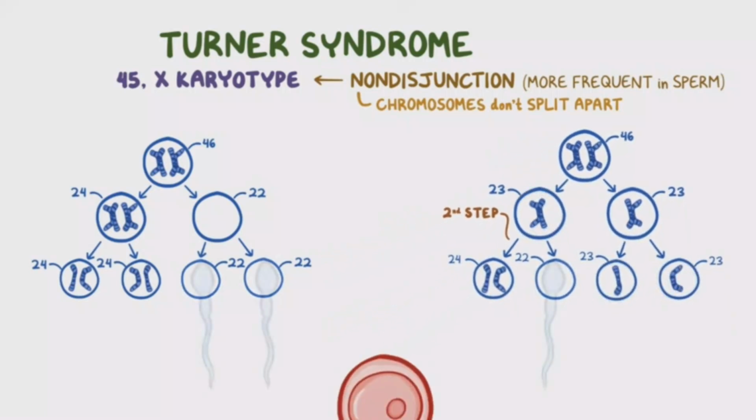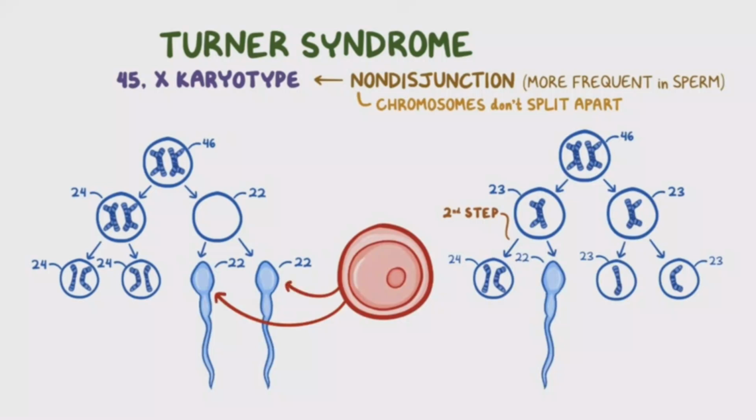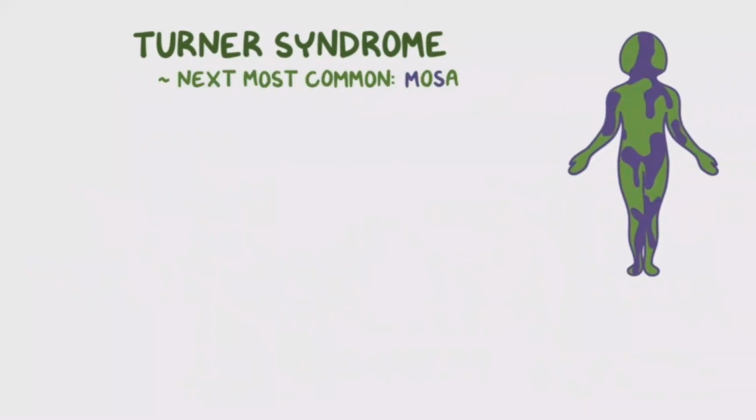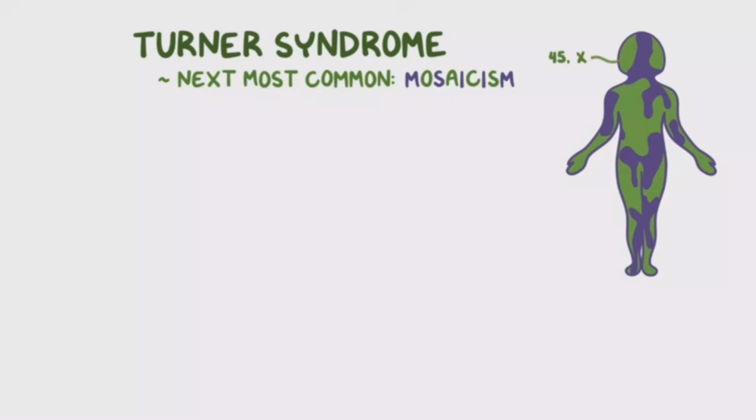Now, if an egg cell combines with any of these sperm cells that have the missing chromosome, then you get Turner syndrome. The next most common scenario is mosaicism, meaning that individuals have some cells in their body with the 45 X karyotype and others with a 46 XX karyotype. This happens because of an error following conception.